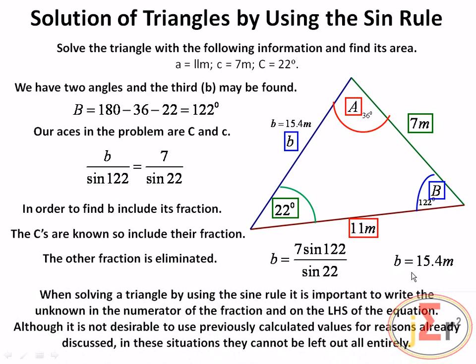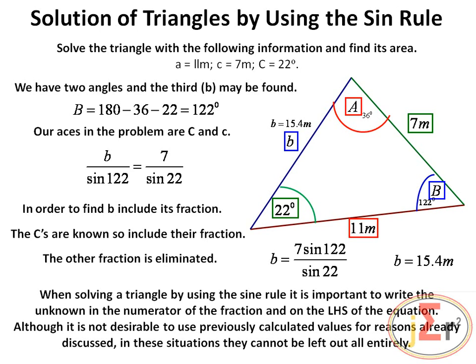When solving a triangle by using the sine rule, it is important to write the unknown in the numerator of the fraction and on the left-hand side of the equation. Although it is not desirable to use previously calculated values for reasons already discussed, in these situations they cannot be left out entirely. We have to use previously calculated values because they are completely necessary. And of course, when applying the sine rule, put your unknown in the numerator on the left-hand side. That makes transposition a little bit shorter.